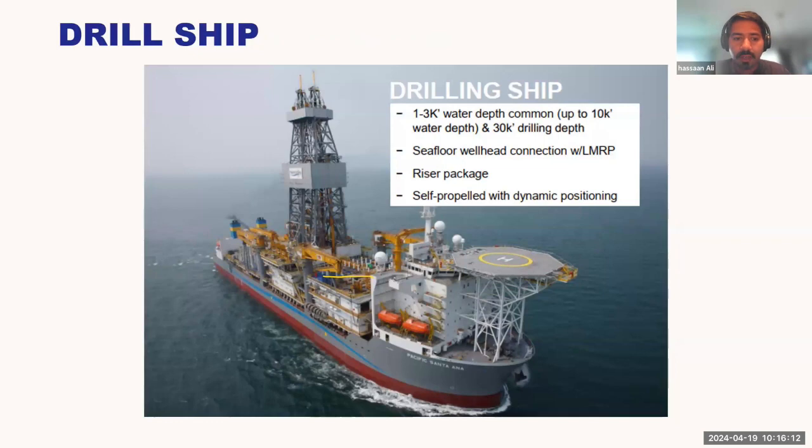So they are usually used in harsh environments, in Arctic environments, environments in which you have rough seas and deeper drilling depths. They can drill up to almost 10,000 feet of water depth and 30,000 feet of drilling depth. They are usually used with subsea infrastructure. That means you will have subsea compression trees, subsea BOPs, and a subsea tree. They are self-propelled with dynamic positioning, so they will have thrusters all around the ship, and they will be able to dynamically position it with the help of a very, very accurate GPS system.